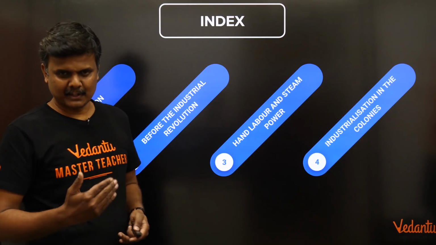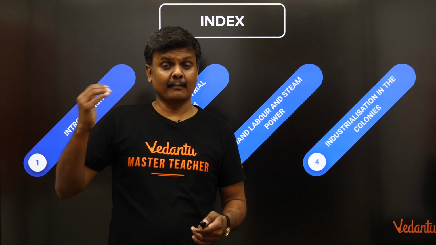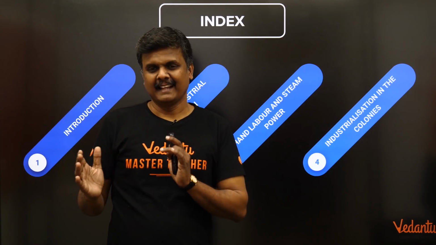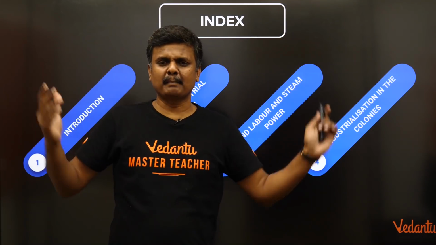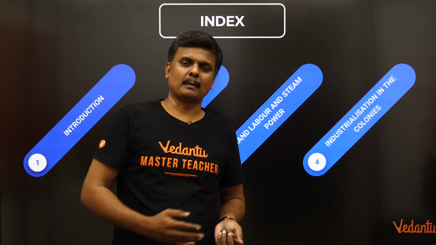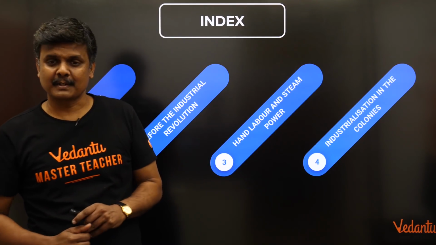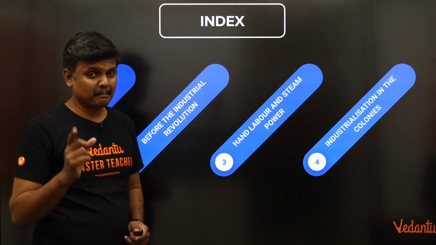Before the Industrial Revolution, industrialization or world trade and industrial revolution are two different things. Revolution is when suddenly a surge happened and everything started picking up. It's like the IT boom. An industrial boom happened at one point, which we call the industrial revolution. And then, hand labour and steam power.